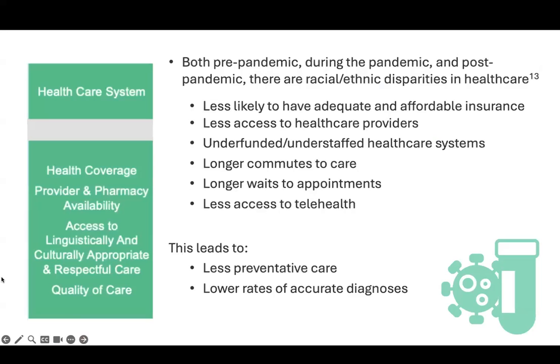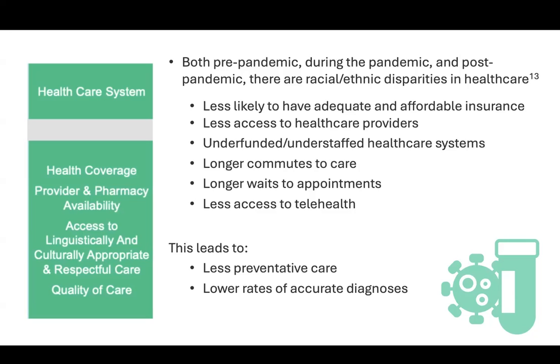And then in the healthcare system, pre-pandemic, during the pandemic, and post-pandemic, there are racial and ethnic disparities in healthcare, as well as gender disparities. And we see that many groups are less likely to have adequate and affordable insurance, have less access to healthcare providers, participate in underfunded or understaffed healthcare systems, and then have to wait longer, travel longer to an appointment, and have lower access to telehealth.